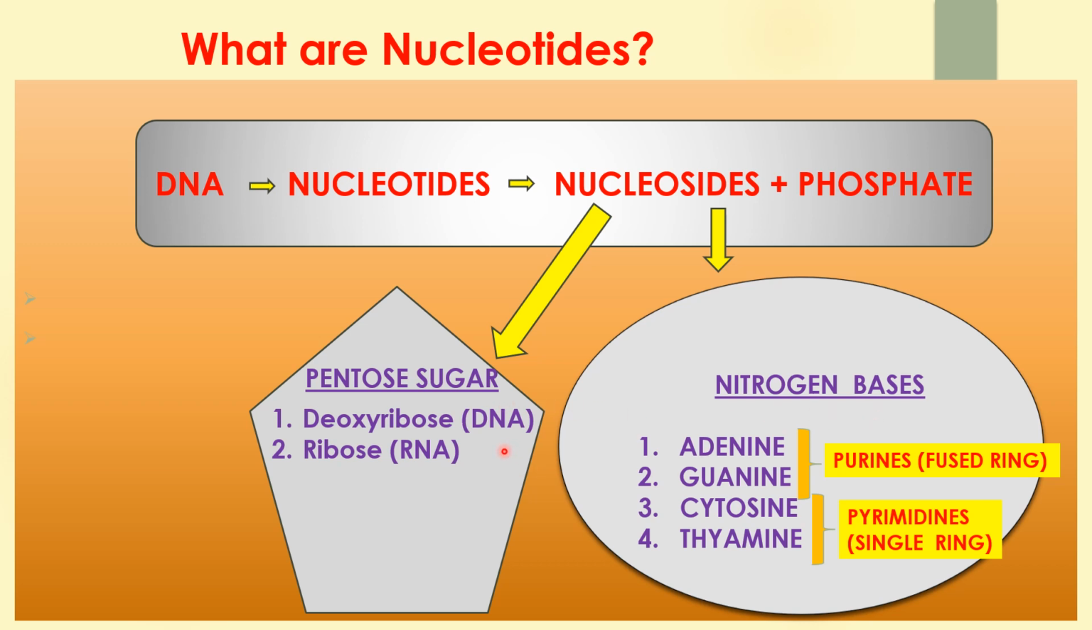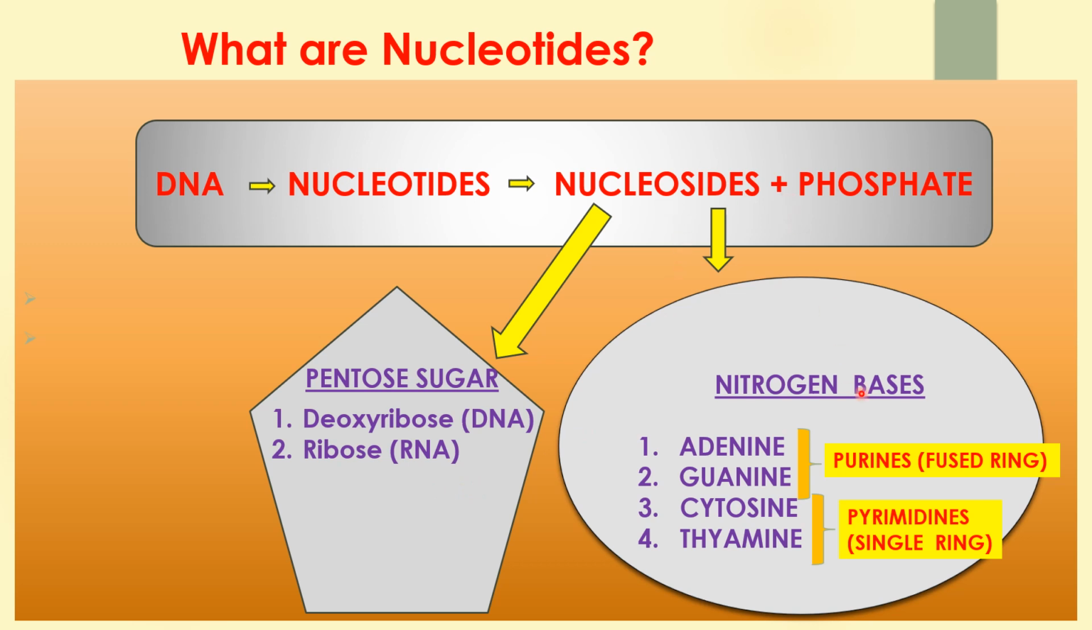So the pentose sugar, in the case of DNA, is deoxyribose, and in case of RNA, it is ribose sugar. I repeat, in case of DNA, it is deoxyribose, that is the pentose sugar present in DNA, and in case of RNA, it is ribose sugar. That's about the pentose sugar.